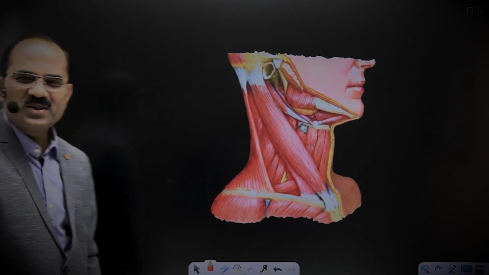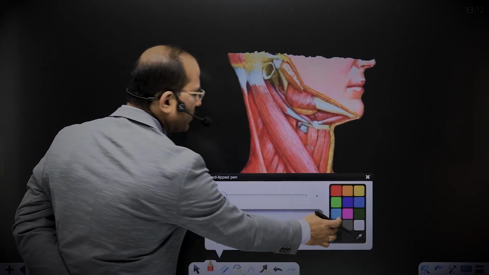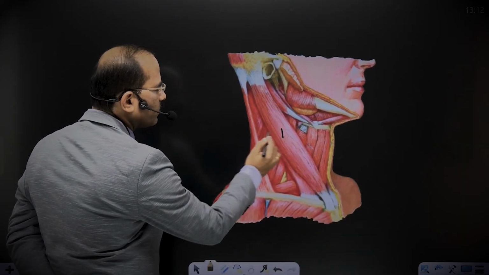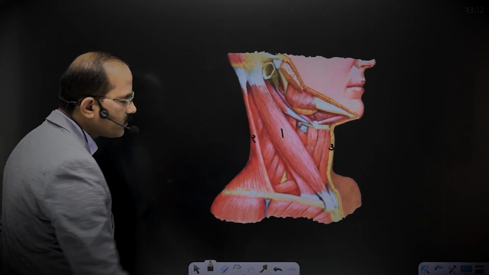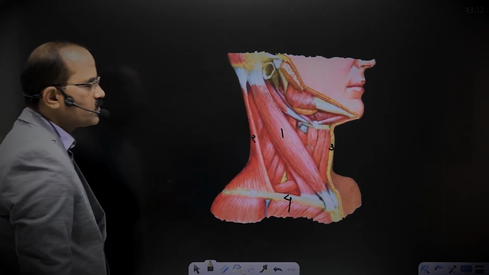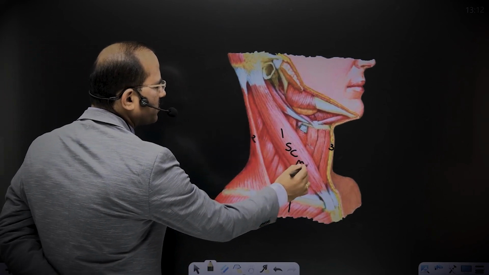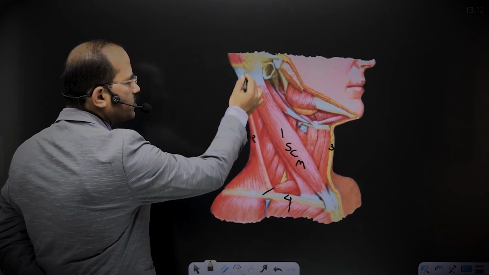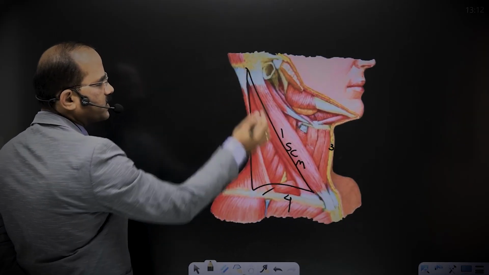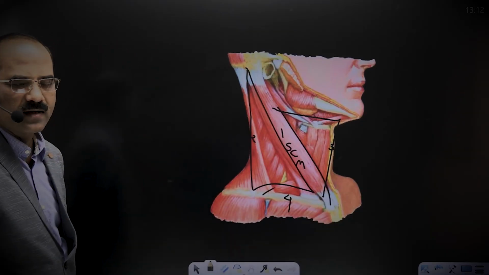Wow, that's superb. Appreciate the students. I'll just put numbers here. Can you tell me what is number 1, number 2, number 3 that I'm labeling here, and number 4? So 1 is the sternocleidomastoid. Very nicely identified. 2 is the trapezius. 3 is the midline. And 4th is the clavicle. So what is this triangle here? That's a posterior triangle. And what is this triangle here? That's an anterior triangle.